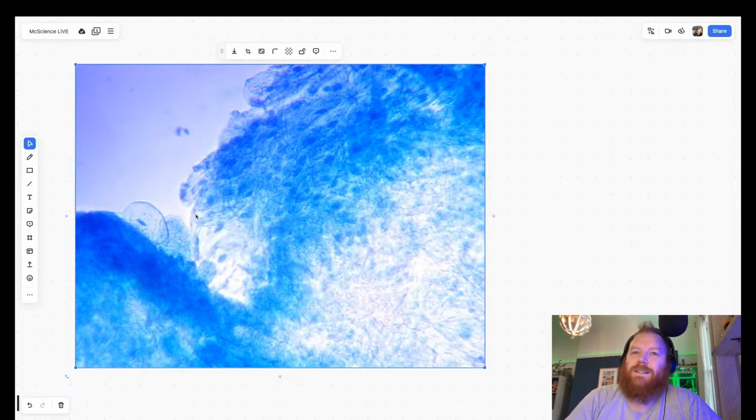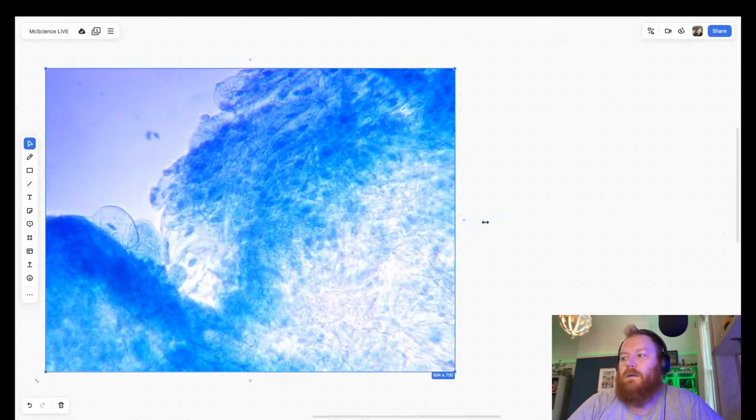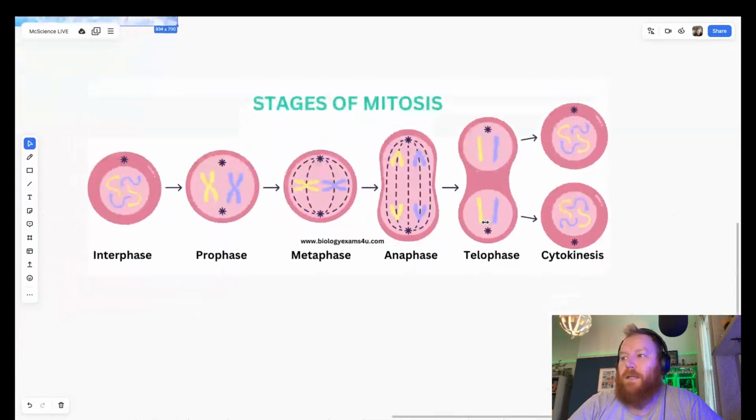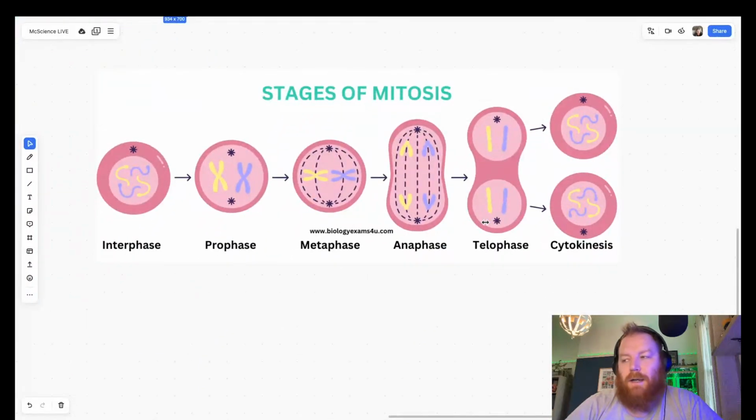And when we start to look at this, we can then look at what we call mitosis. Mitosis is where we make that double cell, and we make two identical daughter cells, basically, from one single parent cell.